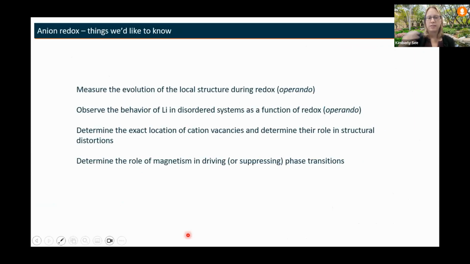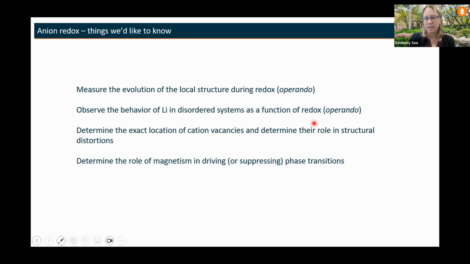And so this is just a list of things that I put together thinking about this symposium: what can neutrons do for us? There are things that we still don't know and need to understand. It would be really great to measure the evolution of the local structure operando, and doing that with tools that can see lithium is very powerful. It would be great to observe the behavior of lithium in disordered systems as a function of the redox.